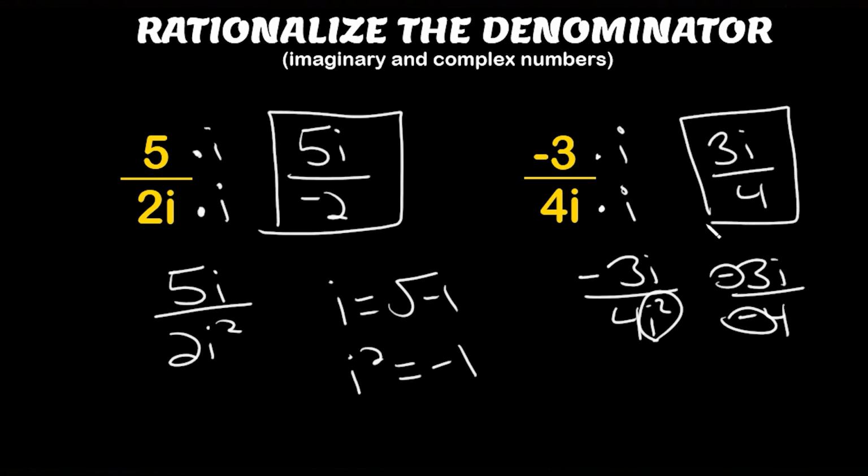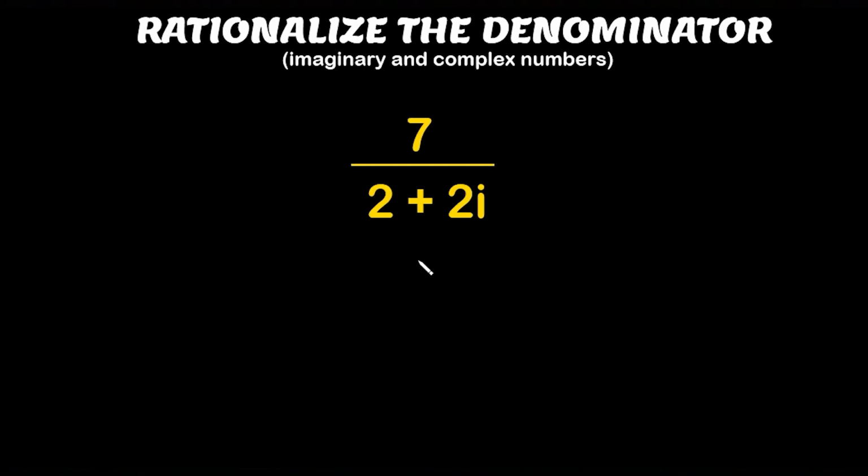And that's done. Let's try a few more problems, this time dealing with complex numbers in the denominator. So here's our next example, and you can see that we not only have an imaginary part right here, but we also have a real part. So unfortunately, when you have a complex number in your denominator, it's not as easy. You can't just multiply by i.